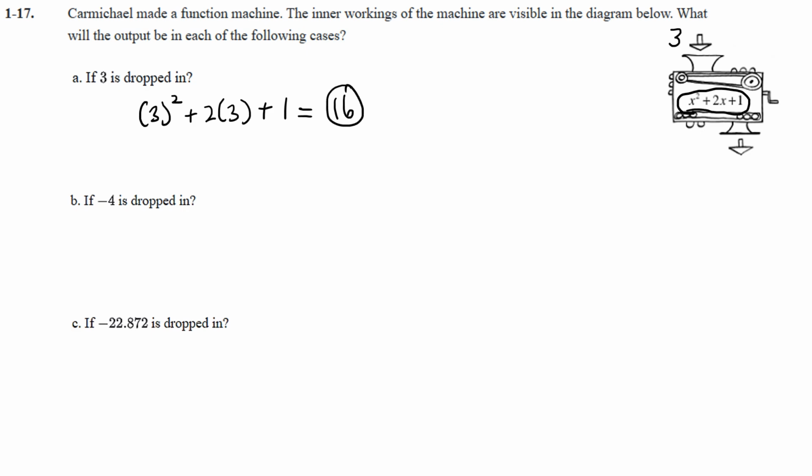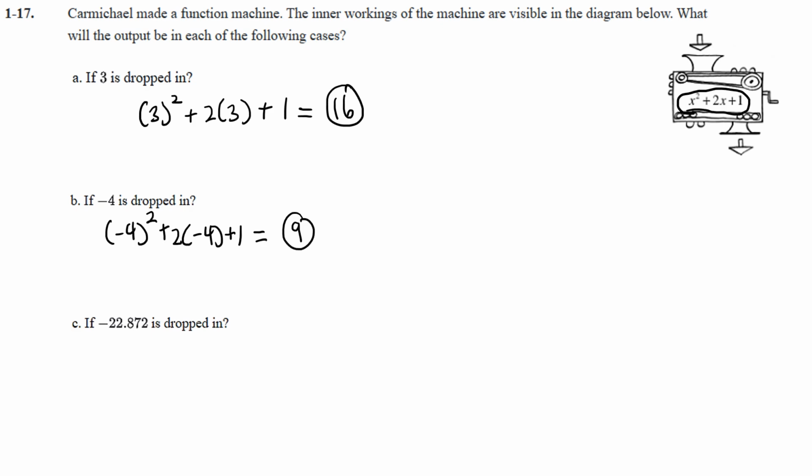So part B, now we're going to do the same thing, but now we're going to put a -4 right here. Now, it's especially important that you put negative numbers in parentheses when you plug them in, especially if you're going to use exponents, because it matters in the calculator. So I go (-4) squared plus 2 times -4 plus 1, I get 9.